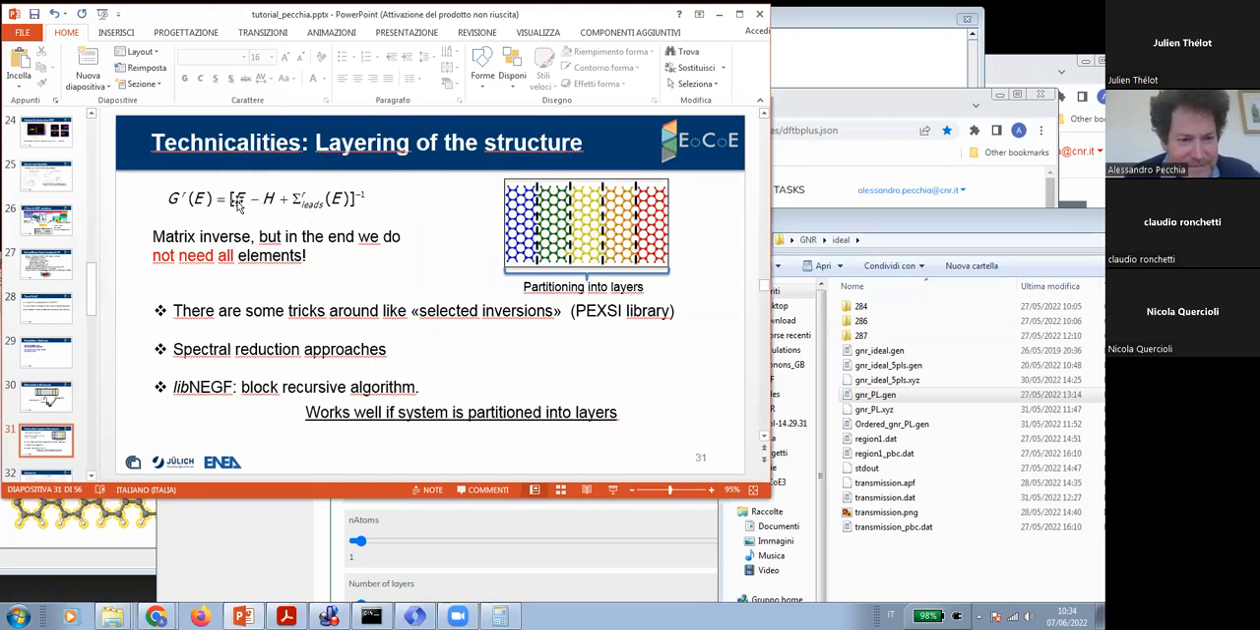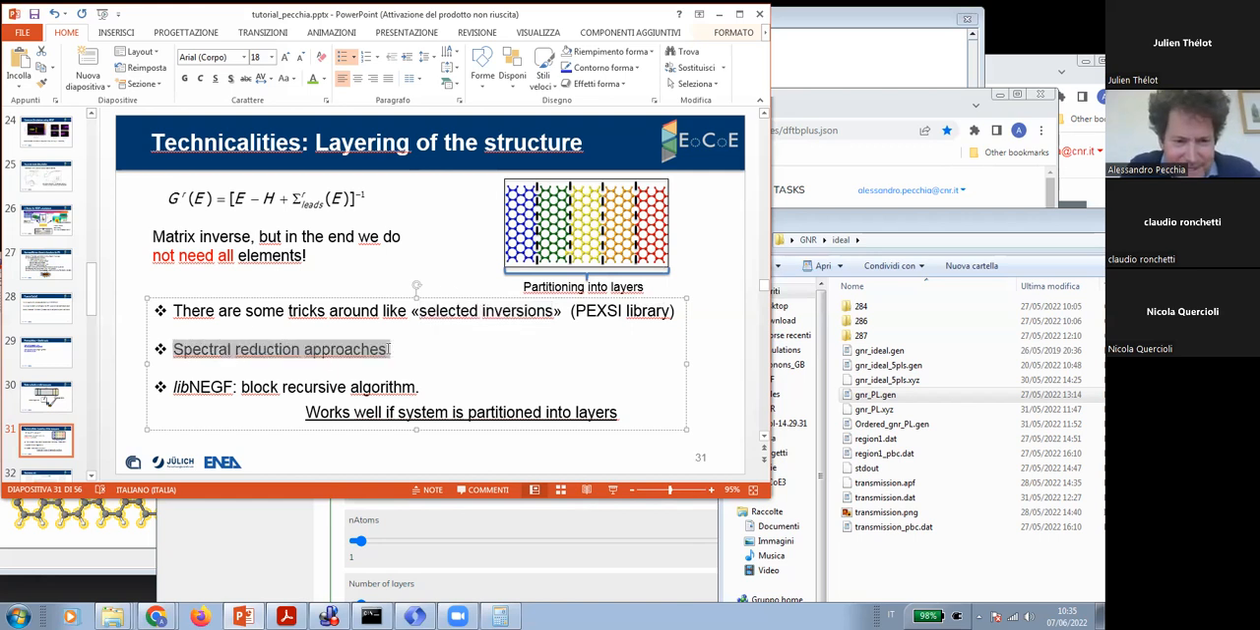However, there are ways to simplify, like a trick called selected inversion, for instance. You don't invert the entire object, but you invert only selected entries. And this is a famous PEXSI library that is interfaced to TranSIESTA, for instance. TranSIESTA is the transport version of SIESTA. But I haven't developed the selected inversion yet, for several reasons. One is that when you put in interactions, basically you're doomed, because everything turns dense again. So the selected inversion with interaction doesn't really work.